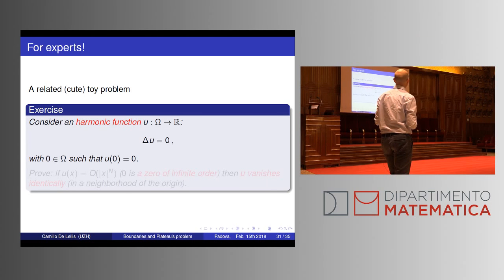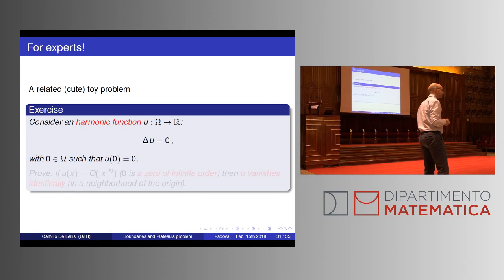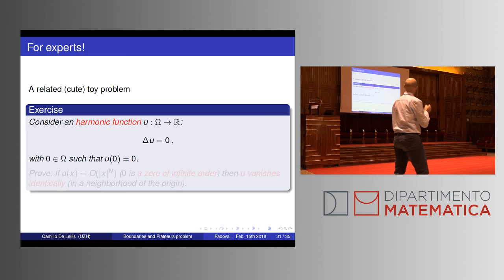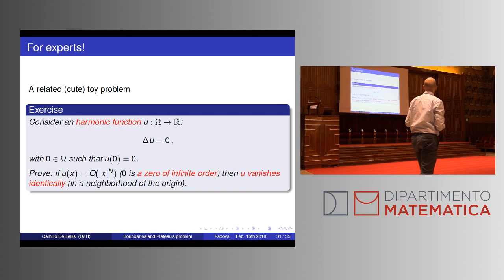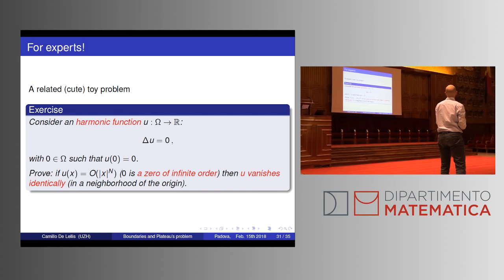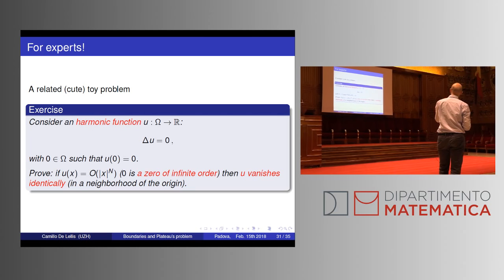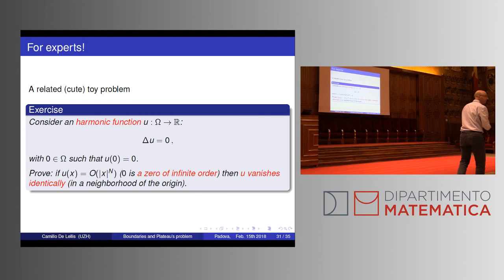So consider a harmonic function on some open domain. You have a function which solves Laplace u equals 0. Assume the origin is in your domain, and assume your function vanishes at the origin. So the origin is a 0 of u. Now, assume the origin is actually a 0 of infinite order, so the function u of x vanishes faster than any monomial at the point 0. Then the exercise is to prove that u vanishes identically.